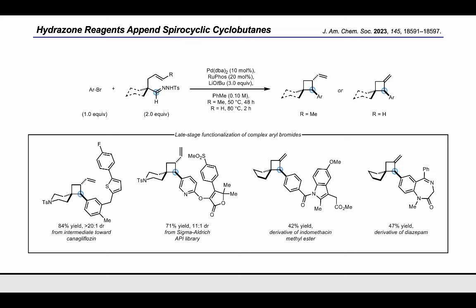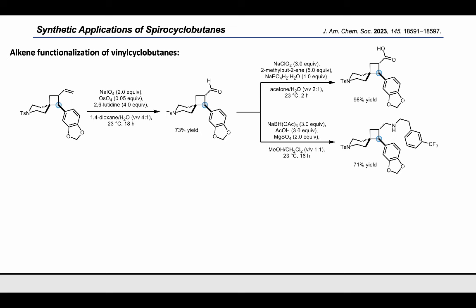We can readily functionalize our vinyl cyclobutane products through osmium-mediated oxidative cleavage of the alkene to afford the following cyclobutyl aldehyde. We can then take this intermediate and subject it to Pinnick oxidation conditions to afford the carboxylic acid, or reductive amination to yield the spirocyclic fluorinated phenethylamine compound in 71% yield.